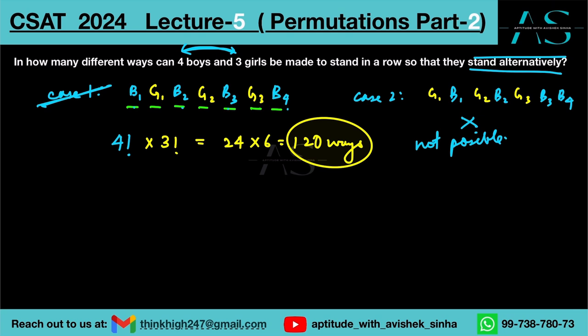How many different ways can 4 boys and 3 girls be standing in a row? That's a different question altogether, because in that, they can overlap, they can interchange, they can stand in any particular order. Here they are standing alternately. This is the only possible case. This is not valid. How? Because if we start with the girls, since the number of girls is smaller in value, you cannot start with the smaller value. All right.